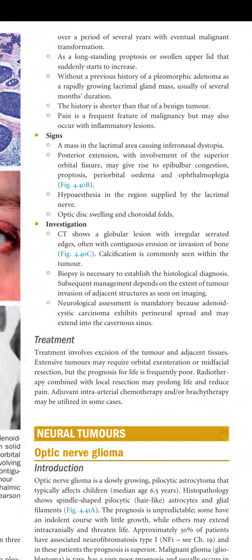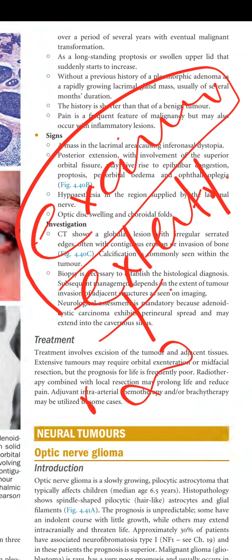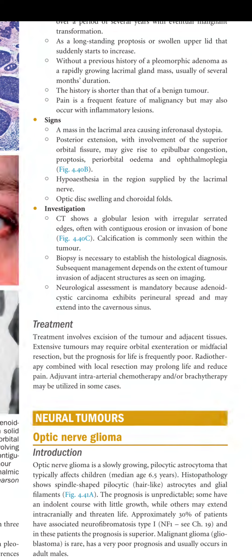Treatment involves excision of the tumor and the adjacent tissue. Extensive tumor may require orbital exenteration or mid-facial resection, but the prognosis for life is frequently poor. Radiotherapy combined with local resection may prolong life and reduce pain. Adjuvant intra-arterial chemotherapy and/or brachytherapy may be utilized in some cases. So basically the treatment plan is excision. Sometimes a wide excision is necessary, like exenteration or mid-facial resection, plus radiotherapy, or you can give adjuvant chemotherapy or brachytherapy as well.